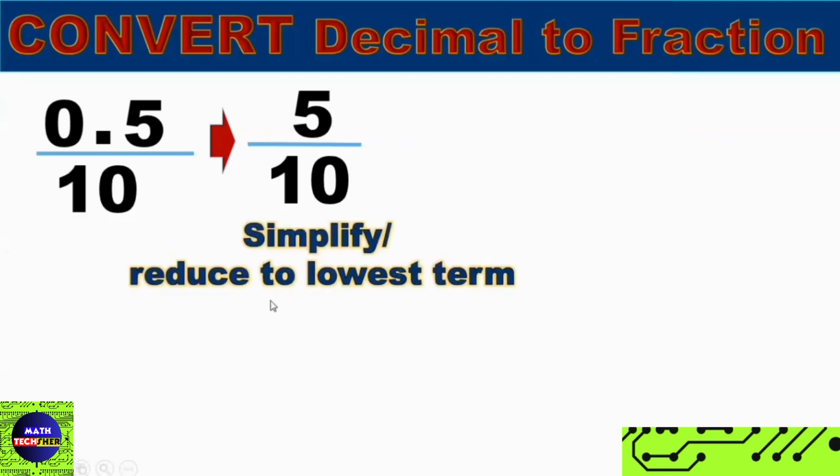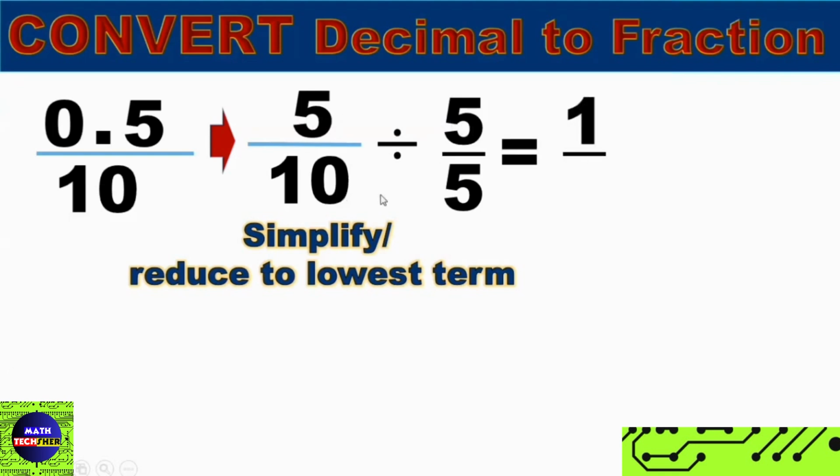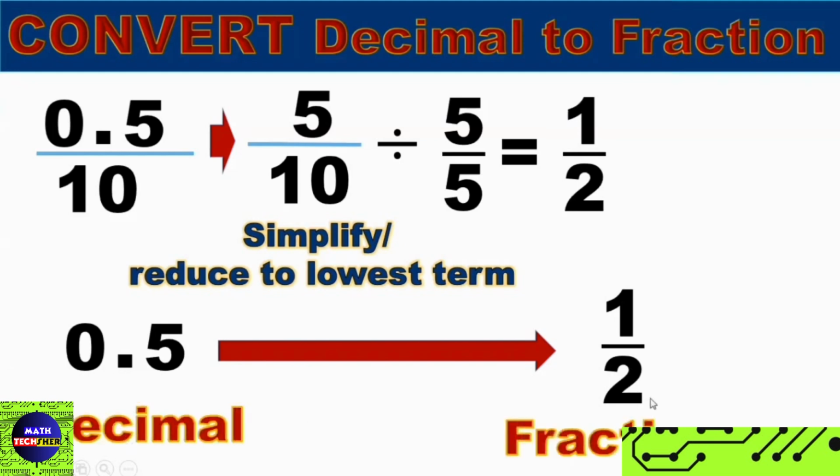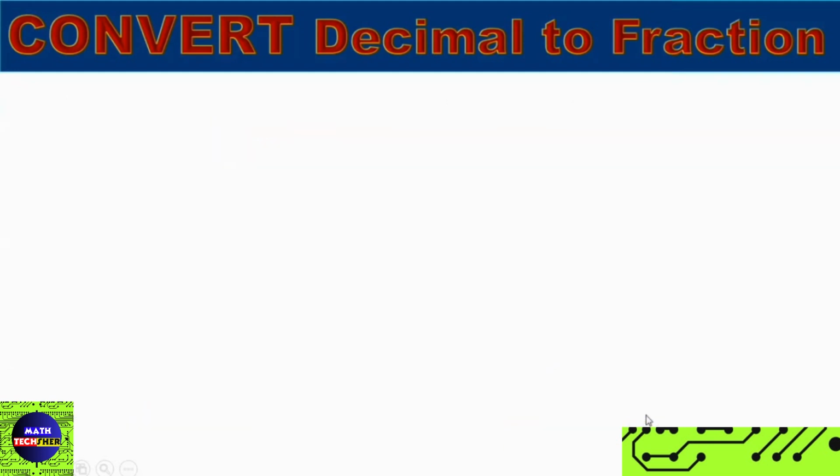The next step is to simplify or reduce to lowest term by dividing both numerator and denominator by their greatest common factor, which is 5. So now 5 divided by 5, we have 1. And then 10 divided by 5, the answer is 2. Okay, therefore, 0.5 is equivalent to 1/2 in fraction. 0.5 is decimal, 1/2 is a fraction. Okay, so that is how to convert decimal to fraction.